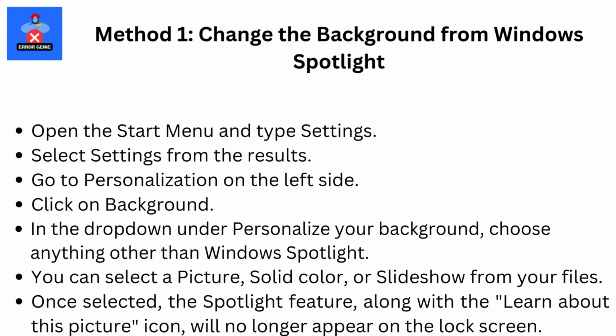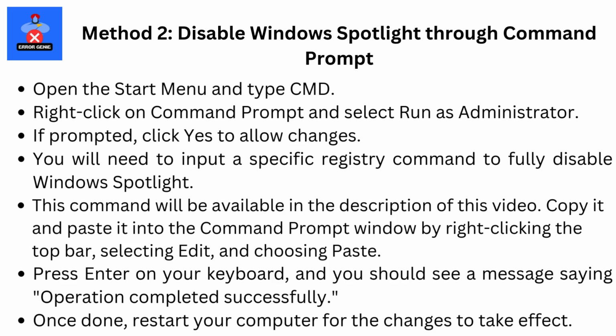Once selected, the Spotlight feature, along with the Learn About This Picture icon, will no longer appear on the lock screen. Method 2. Disable Windows Spotlight through Command Prompt. Open the Start menu and type CMD. Right-click on Command Prompt and select Run as Administrator. If prompted, click Yes to allow changes.